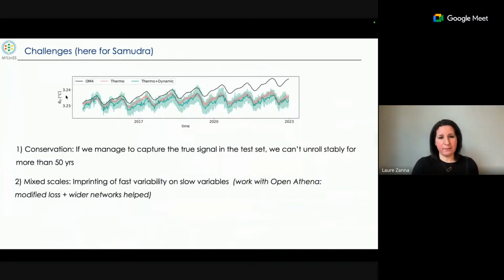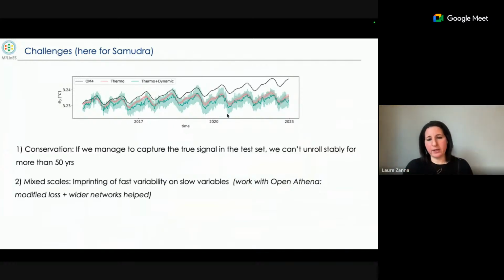So here's the global mean temperature as a function of time over the test sets. The black line is the global mean temperature of the ocean simulation, the original one. And the 2 emulators that we trained, the thermodynamics and the thermo plus dynamics, in both cases do not show a trend, right? They're actually quite stable overall. We tried several ways to train it. We tried to add regularization, to add global conservations.